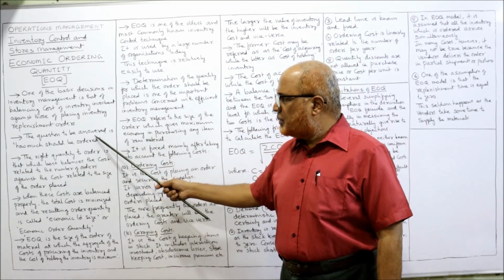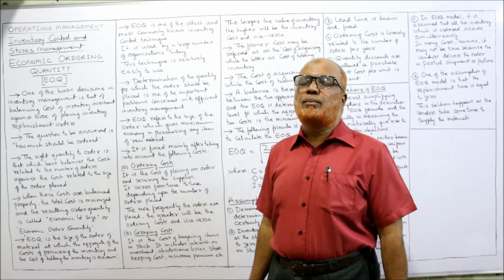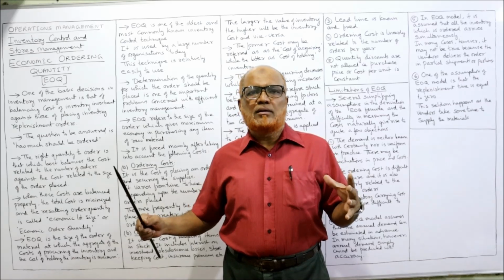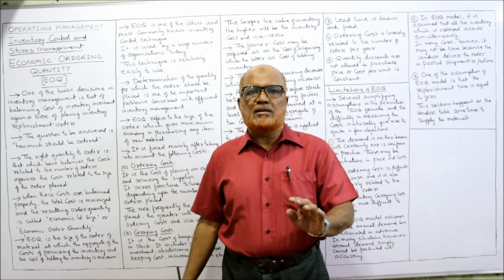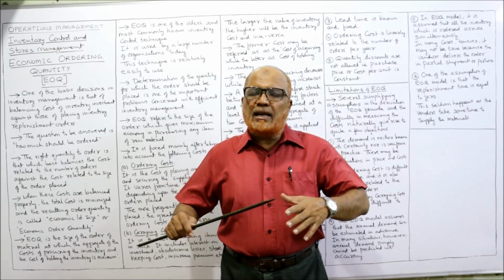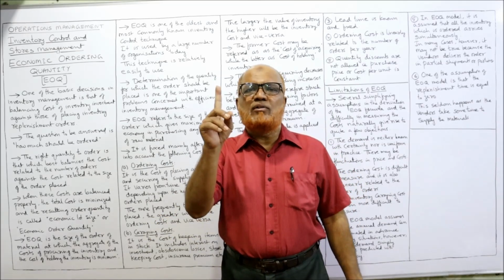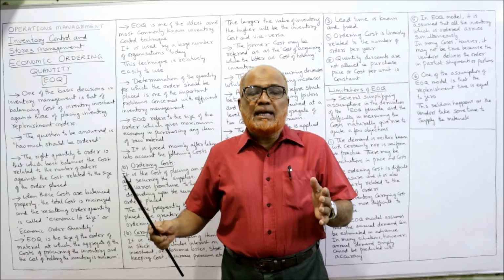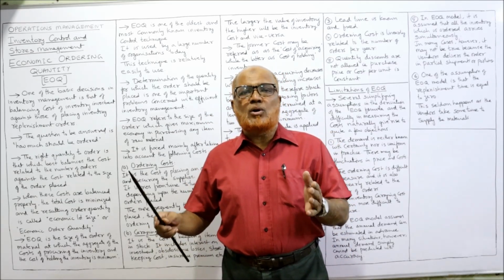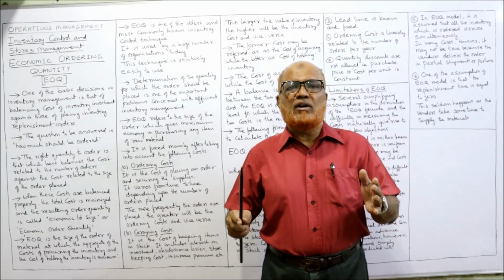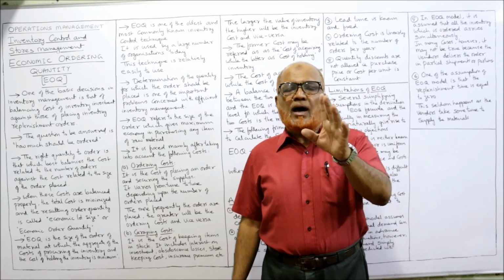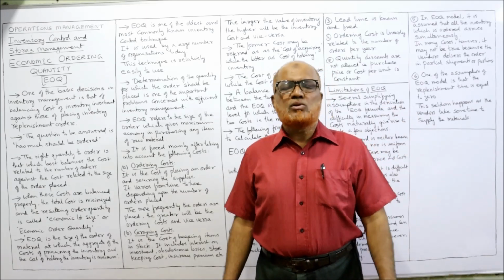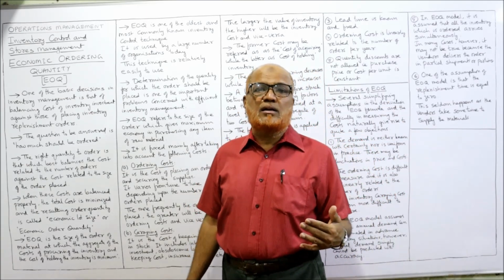The question to be answered is, how much should be ordered? Should we order in bulk quantity? Then what will happen? Our orders will be fewer. For example, for the whole annual requirement, we place only one order. The ordering cost will be incurred only once. But the carrying cost will be huge because we have purchased the whole year's inventory at one time and kept it in the stores. So the carrying cost will increase.